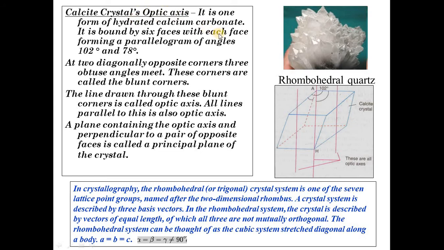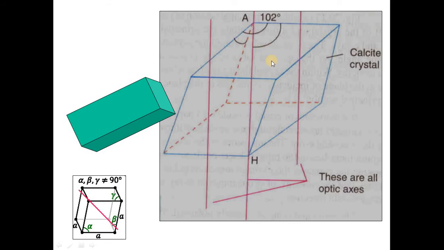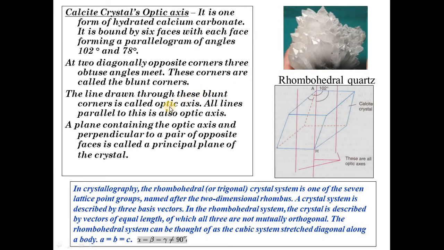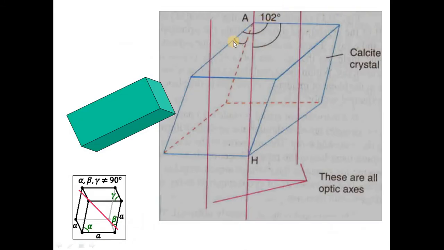It has a rhombohedral crystal symmetry, and it is one of the hydrated calcium carbonates, and it has angles of 102 degrees and 78 degrees respectively, and two corners will have an obtuse angle, that is 102 degrees. An obtuse angle means an angle greater than 90 degrees, and these corners are called blunt corners, and you can see the picture here. Okay, and these corners are the blunt corners, and the line drawn through these blunt corners is called the optic axis, and you can see 102 degrees here, and here will be an obtuse angle.